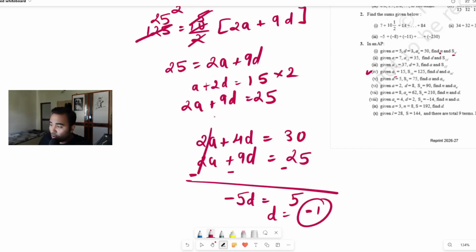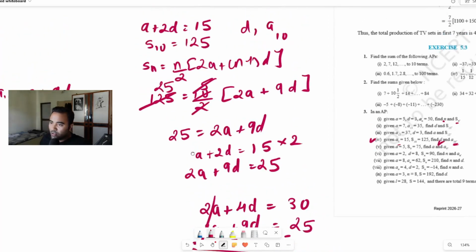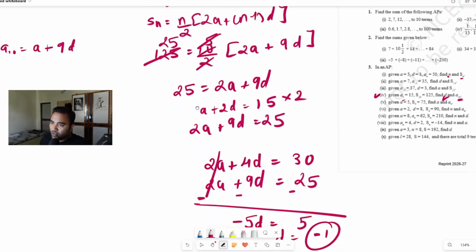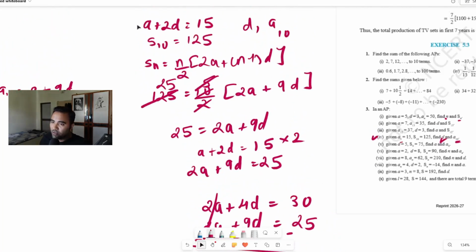So I've found the common difference now. d is minus 1. So I need to find the 10th term, a10. You can write a10 is equal to a plus (n minus 1)d, 10 minus 1, 9, 9d. So we know d is minus 1. What else do we know? We just know d. So let's put d in this equation and find a. a plus 2d is equal to 15, d is equal to minus 1.